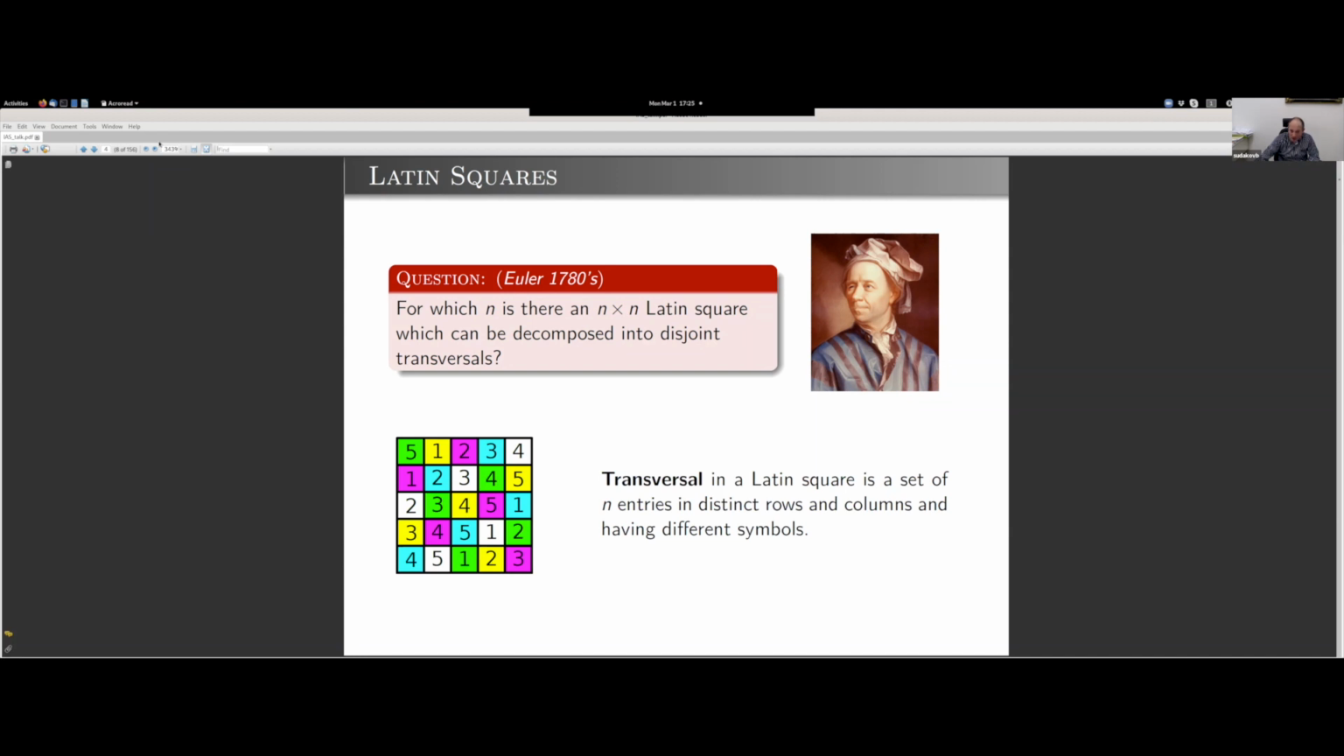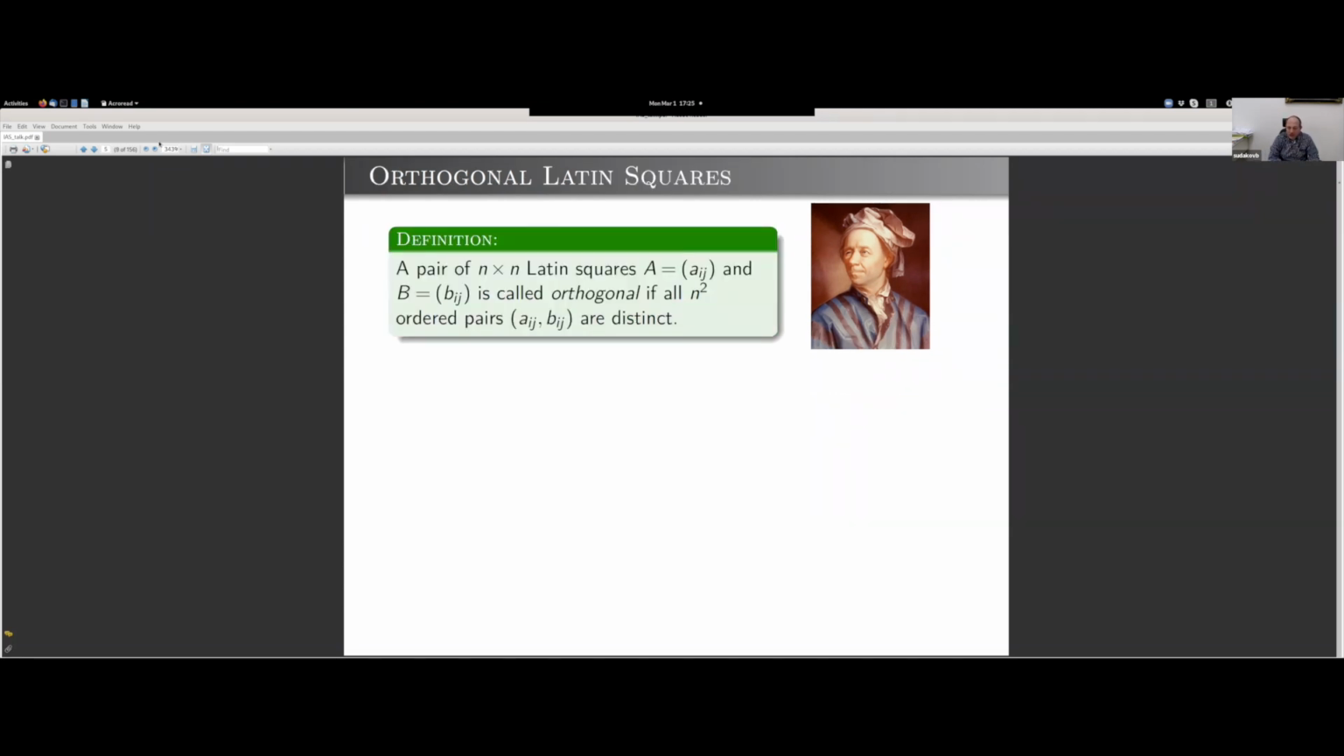Actually, the question of Euler was a little bit different. He wanted to find so-called orthogonal Latin squares. This is a pair of 2 Latin squares such that if you superimpose them, you get n squared different pairs: one entry from the first square, one entry from the second square, and you want all these pairs to be distinct. So you want to get all possible n squared pairs. And one can show that the question about decomposing a Latin square into transversals is completely equivalent to finding a pair of orthogonal Latin squares.